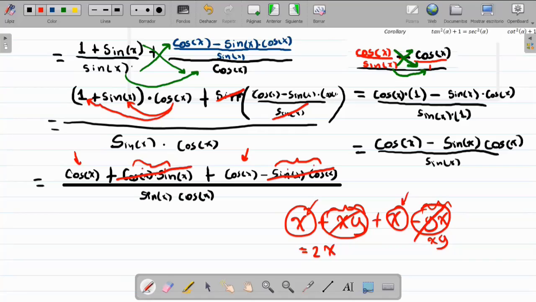Is that clear or not? Why do I cancel those? I cancel those because one is positive and the other one is negative. You see, that's why I cancel those two. And then, like you said in the chat, it's 2 cosine. It's twice this cosine of x. All that divided by sine of x times cosine of x.